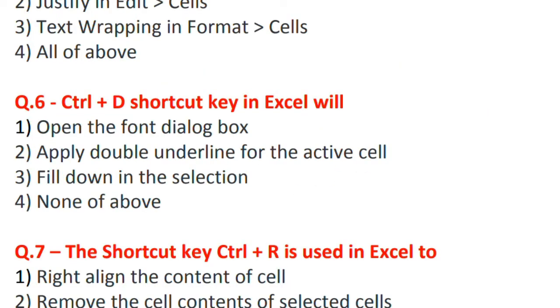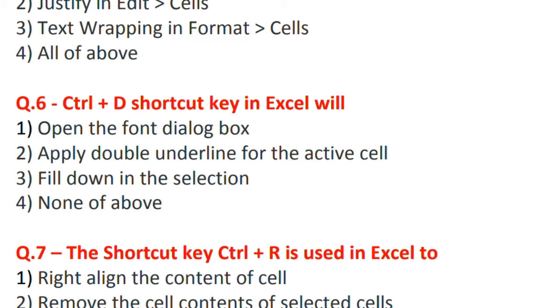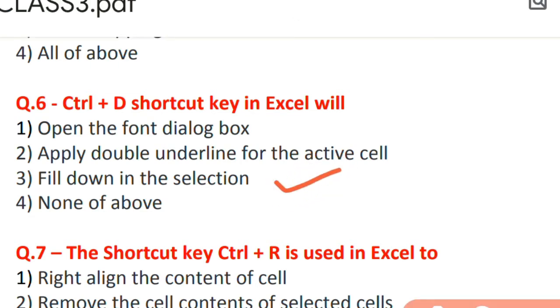Question number 6, Ctrl plus D shortcut key in Excel will open the font dialog box, apply double underline for the active cell, fill down in the selection, or none of above. The right answer of question number 6 is 3, fill down in the selection.